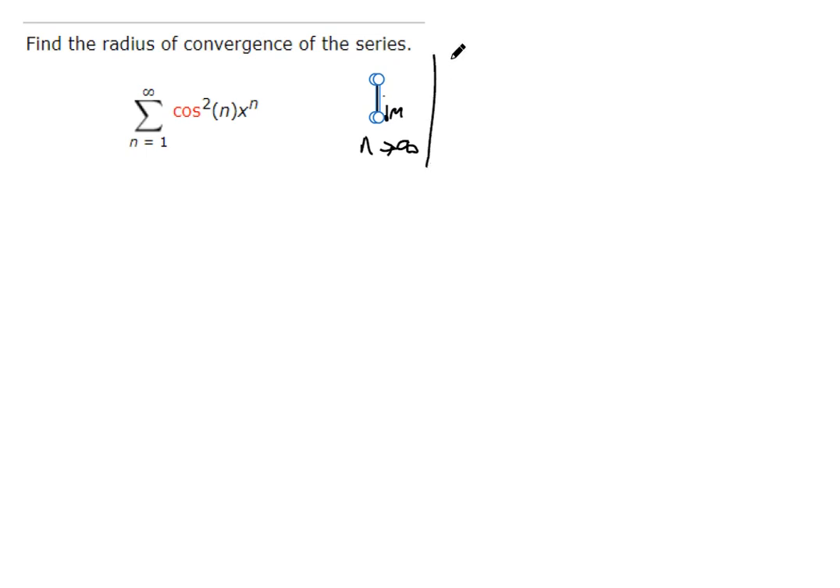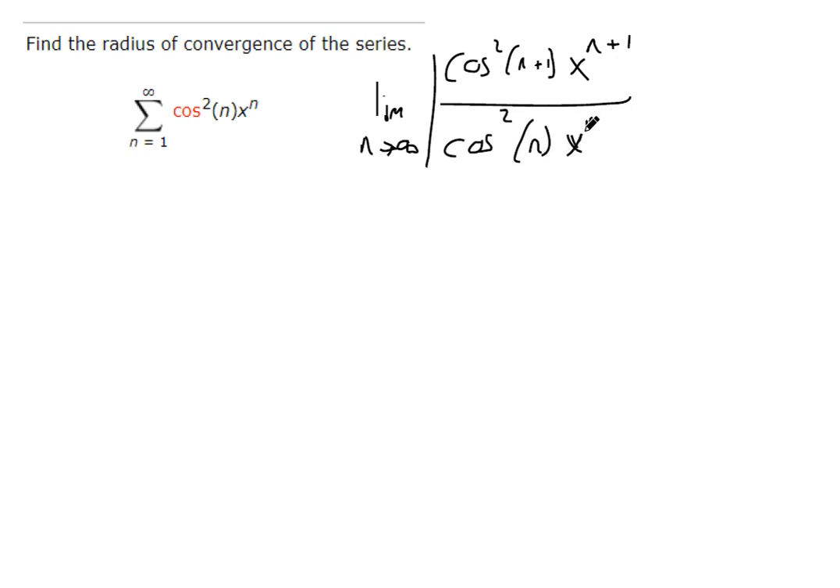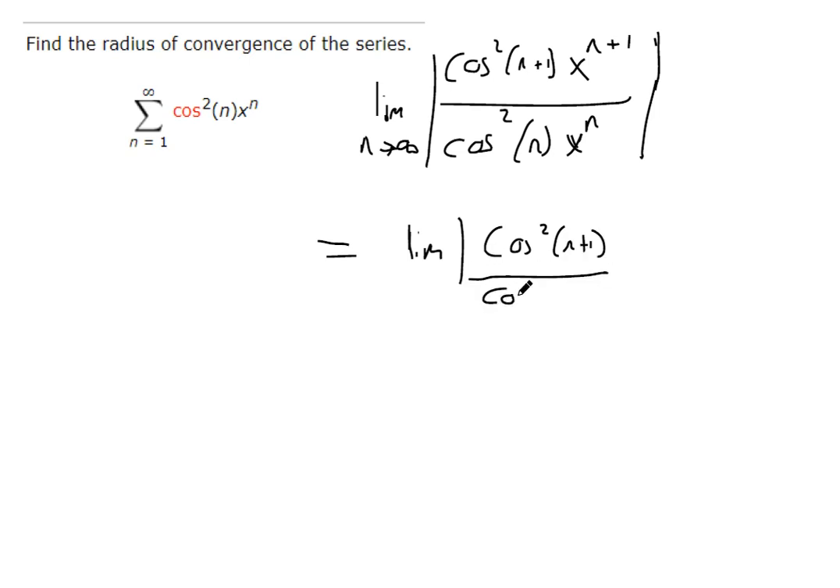ratio test, it's cosine squared (n plus 1) times x to the n plus 1, divided by cosine squared n times x to the nth power. When you evaluate this limit, it's cosine squared (n plus 1) over cosine squared n, and then x to the n plus 1 over x to the n, that's just x here. And for this to converge, we need this limit to be less than 1, right?